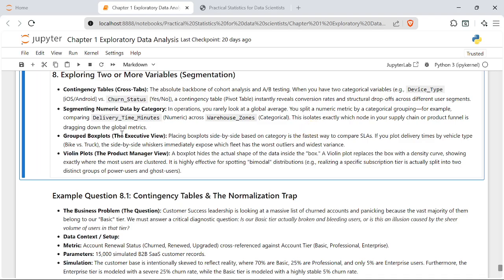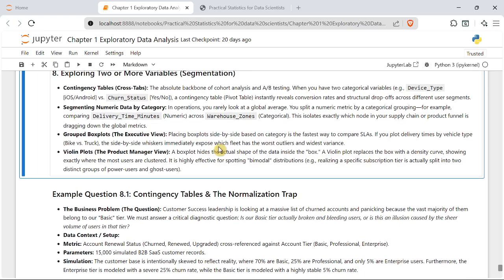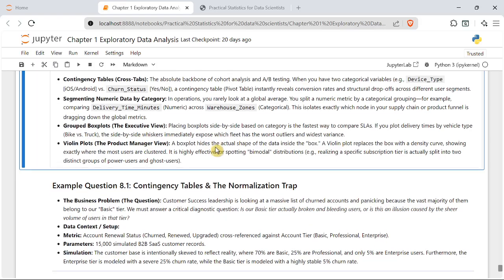Group box plot, the executive view. Placing box plots side by side based on category is the fastest way to compare SLAs. If you plot delivery time by vehicle type, bike versus truck, side by side, the whiskers immediately expose which fleet has the worst outliers and widest variance.